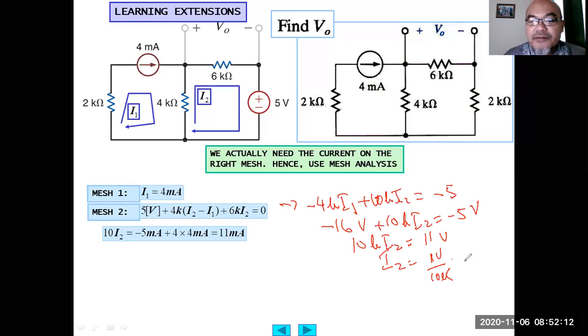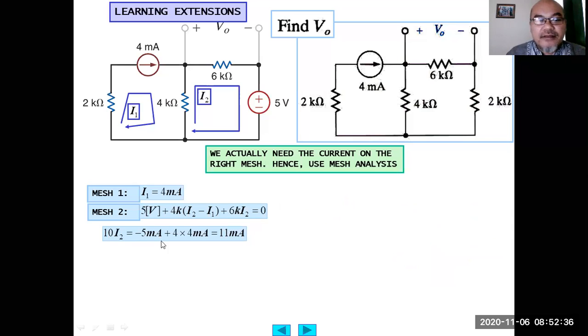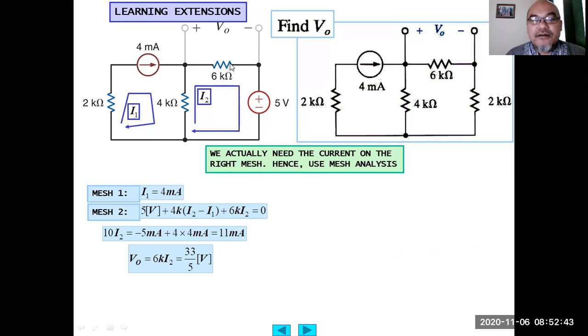So here becomes 1.1 milliampere. So I2 here equals 11 volt divided by 10K, which equals 1.1 milliampere. Then from there, the output can be calculated. The output here is I2 multiplied by 6 kilo ohm. I2 is already known, 1.1 multiplied by 6 kilo ohm.